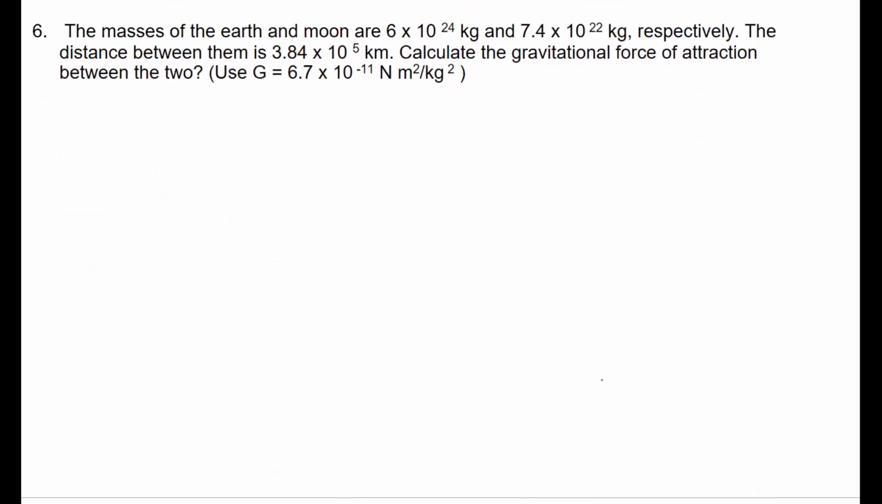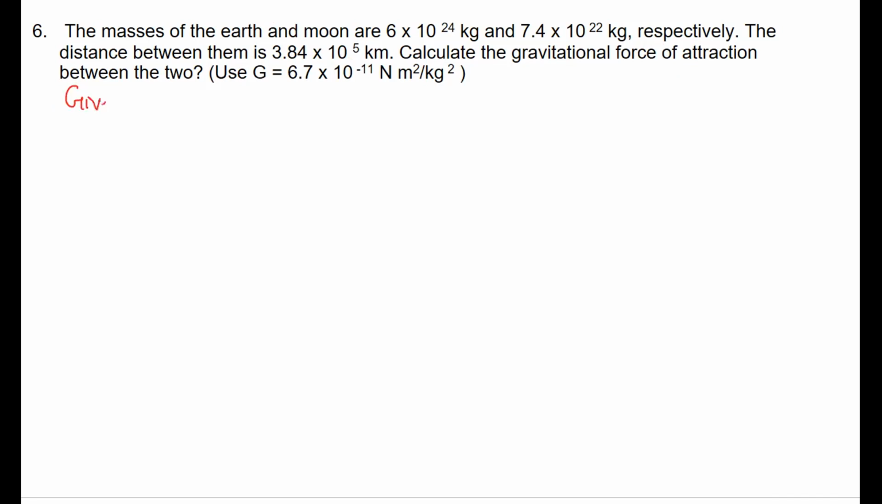Now let us solve the next question. The masses of Earth and Moon are 6 into 10 raised to 24 kg and 7.4 into 10 raised to 22 kg respectively. Mass of Earth and Moon is given. Distance between them is also given, 3.84 into 10 raised to 5 kilometer. We want to calculate gravitational force of attraction.